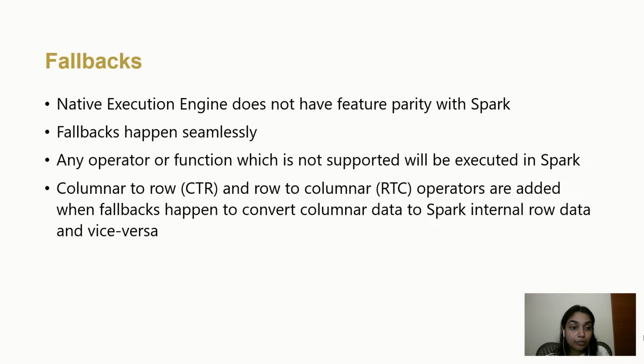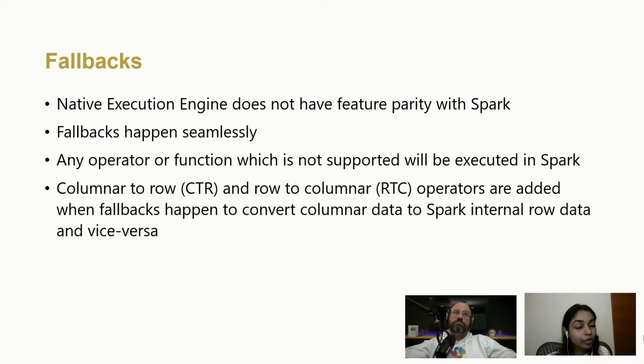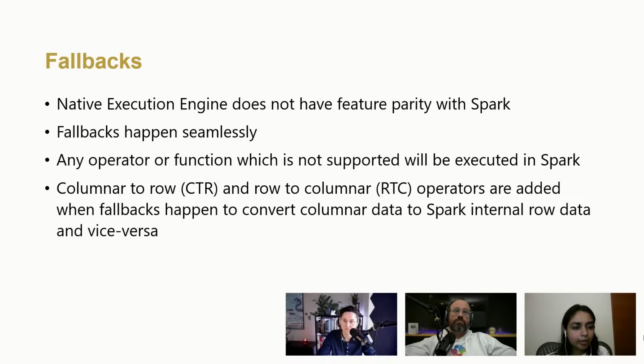Because the native engine is column-based and the Spark engine is row-based, when a fallback happens, you will see this transformation from columnar to row and then row to columnar again happening in your execution. So this could have a slight performance impact on your queries, but our expectation is that the overall speed up that you see should mask any overhead that you would have due to fallbacks.